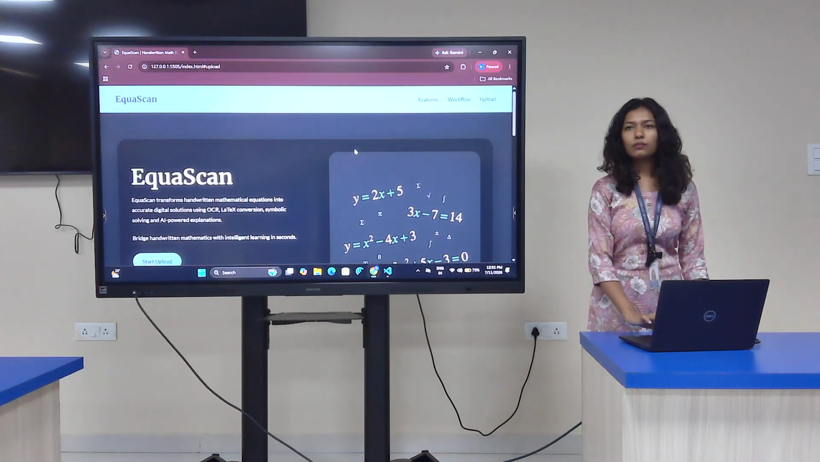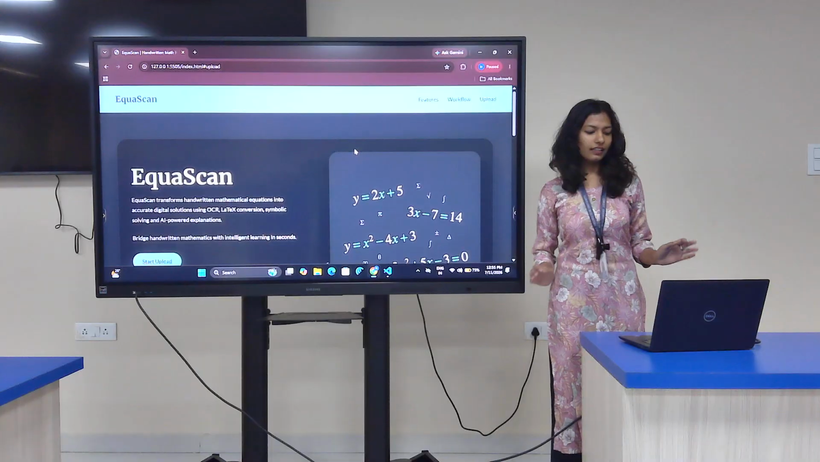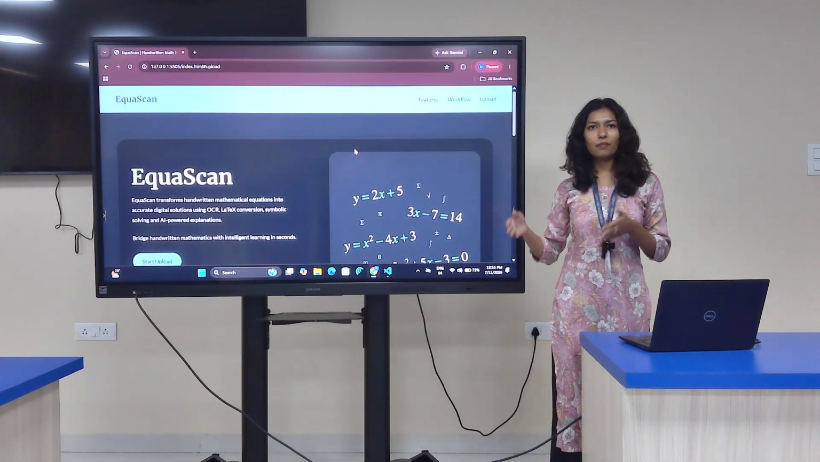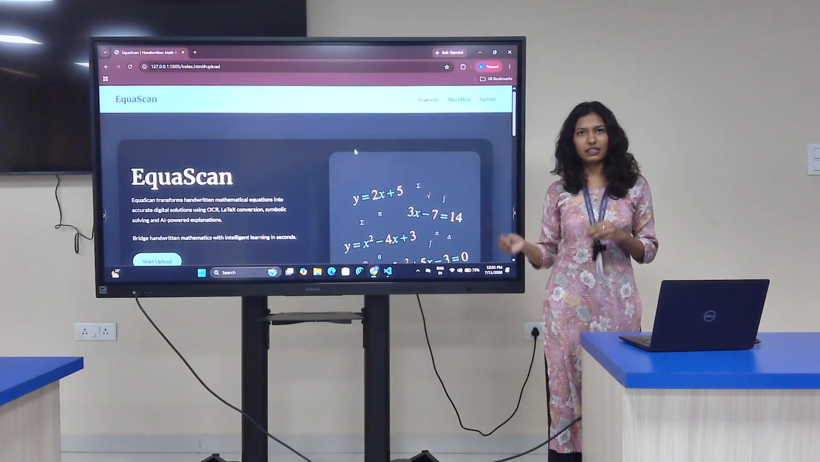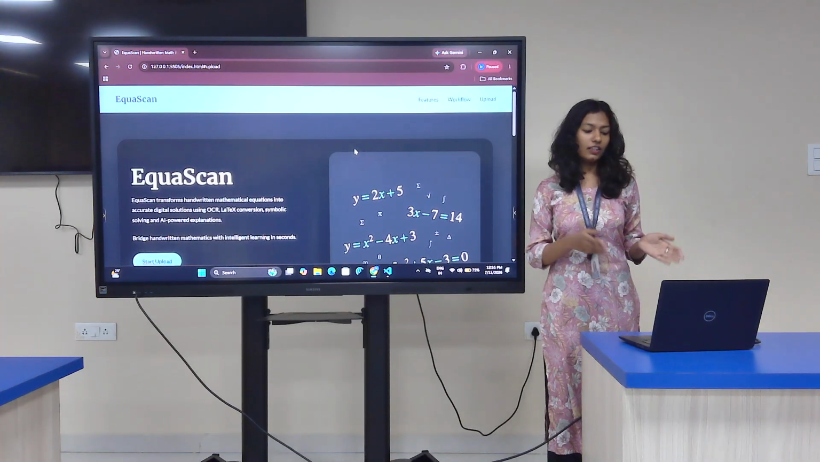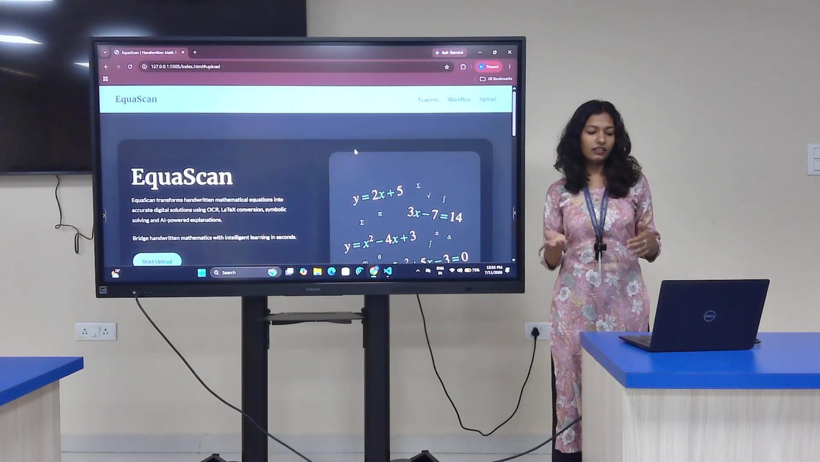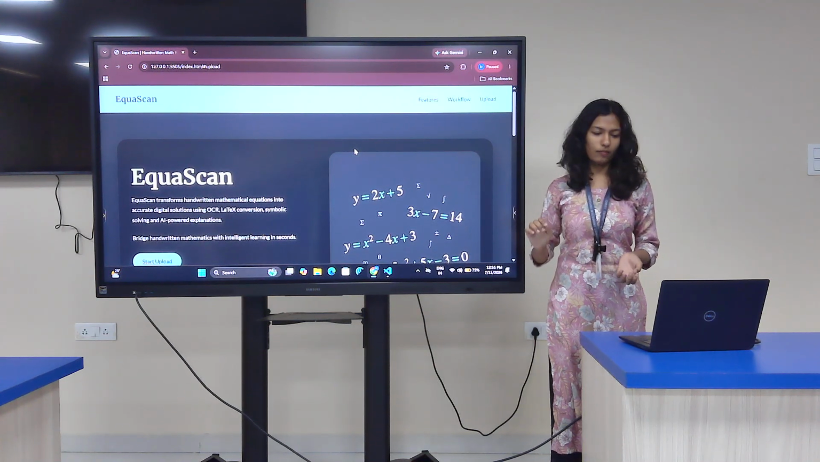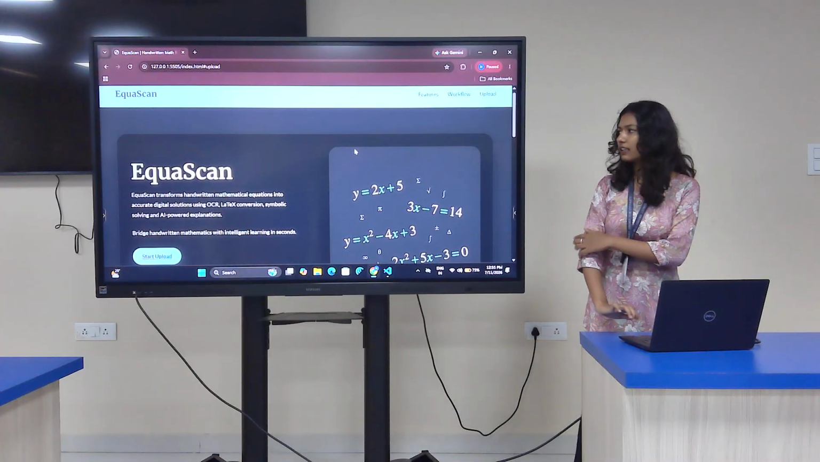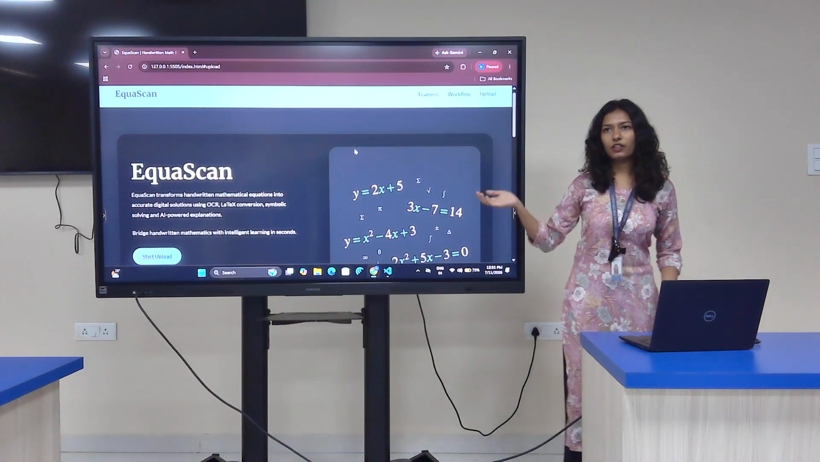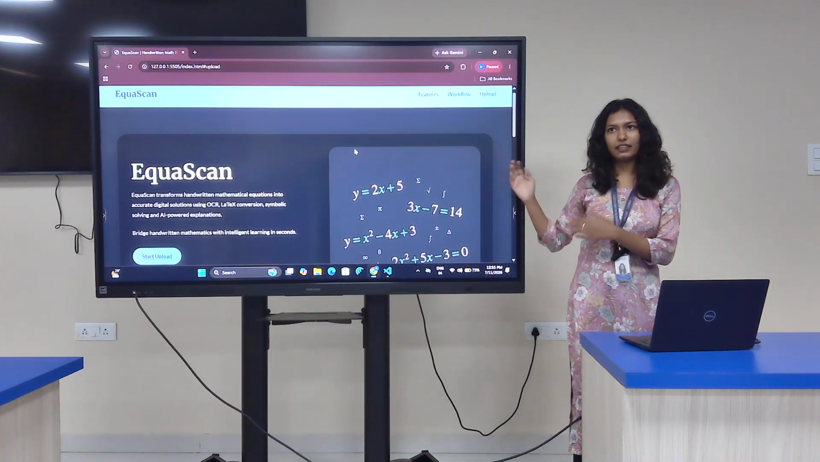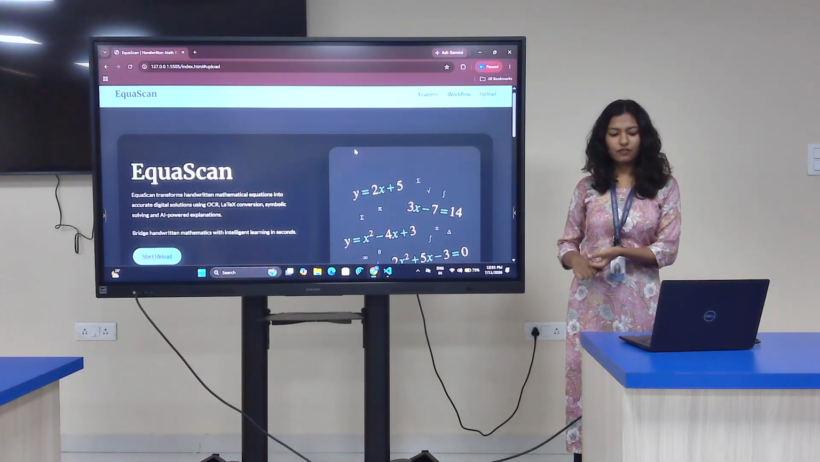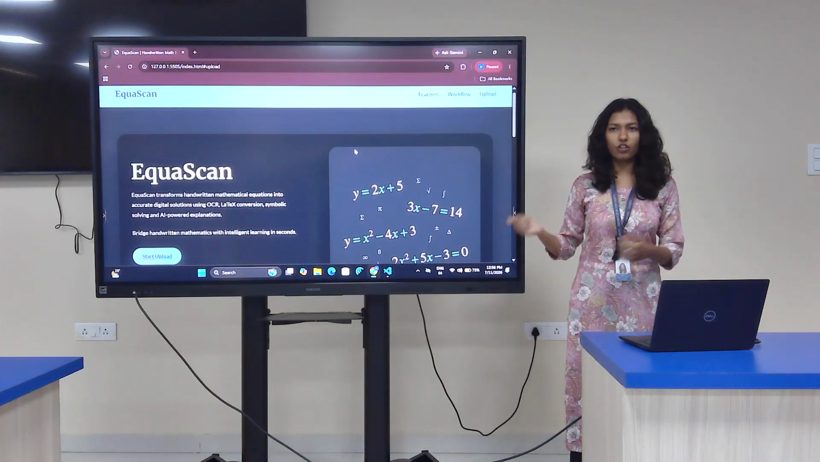As we all know, most of the general AI chatbots are really good at solving problems, but when it comes to mathematical equations, they sometimes make mistakes in interpreting them. Most of the time, this is when the equations are in a handwritten format. So what EcoScan does is it allows the users to upload an image of the handwritten mathematical equation, and it recognizes it, and then it classifies what type of equation it is, and it solves it.